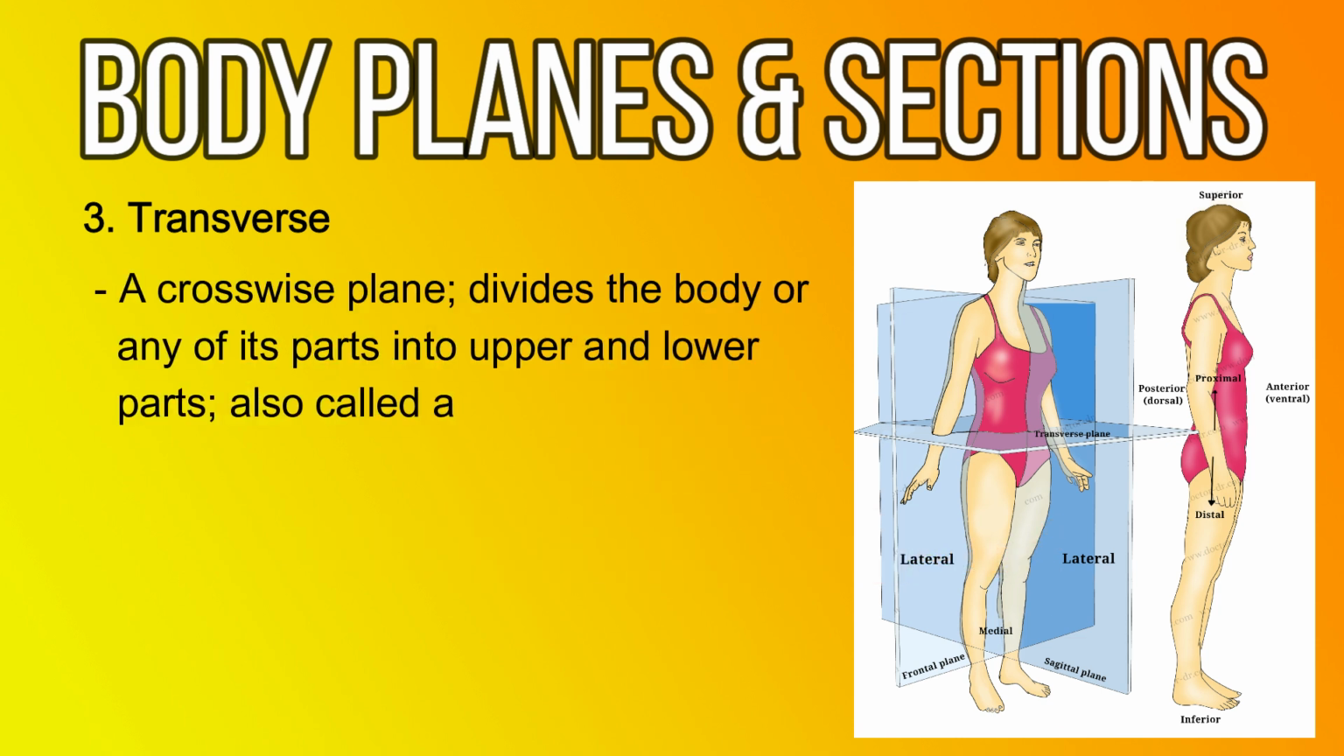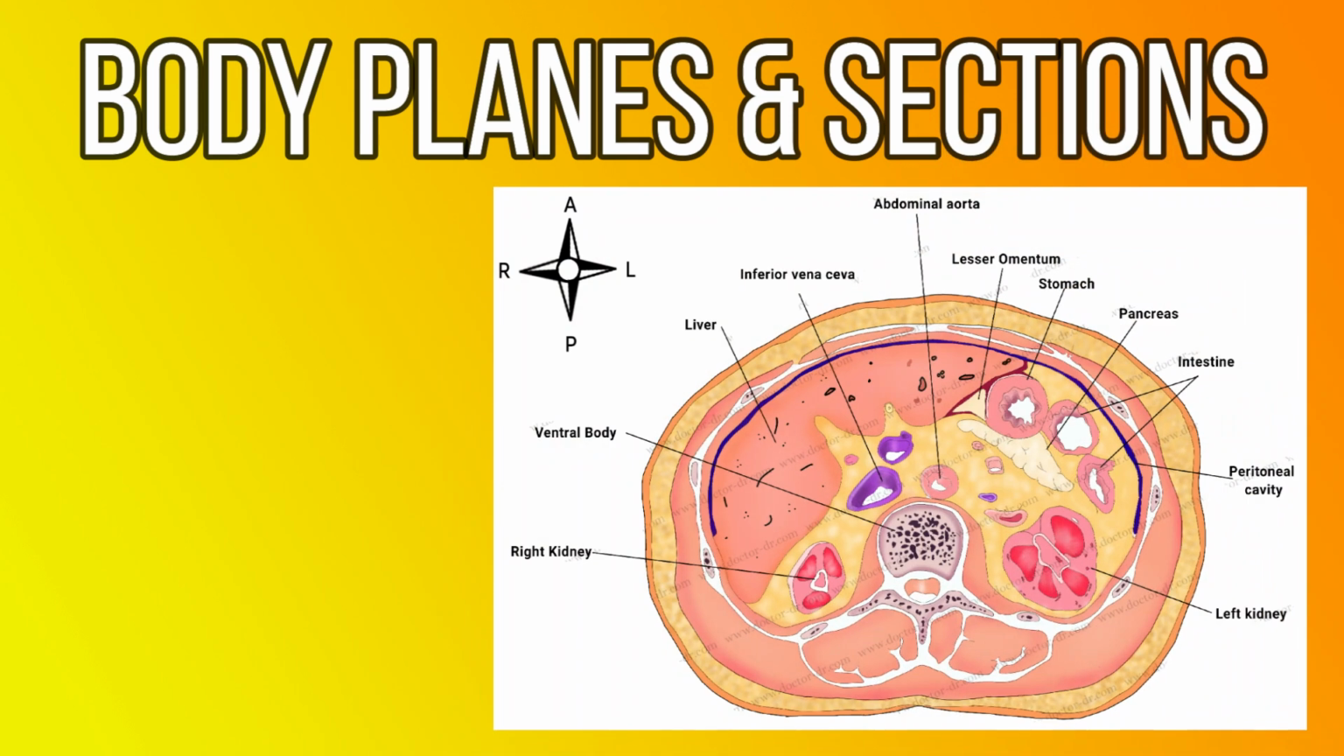Transverse. A crosswise plane divides the body or any of its parts into upper and lower parts, also called a horizontal plane. This figure shows the organs of the abdominal cavity as they would appear in the transverse or horizontal plane, or a cut through the abdomen.